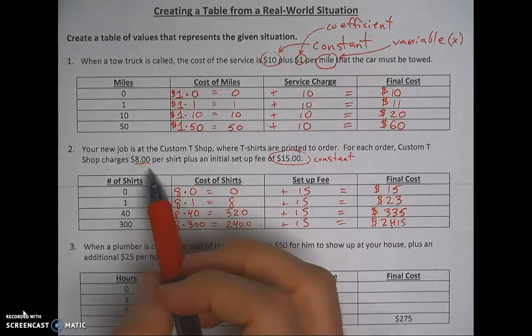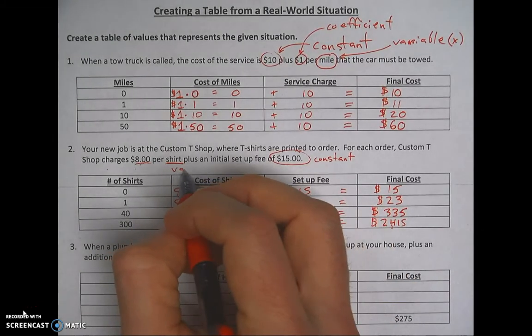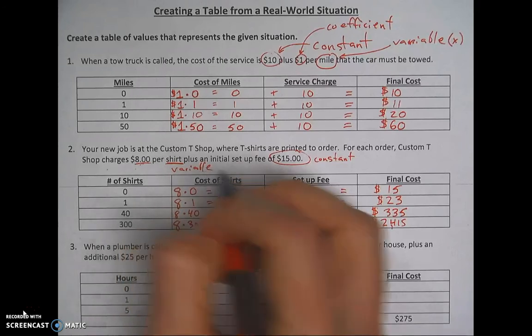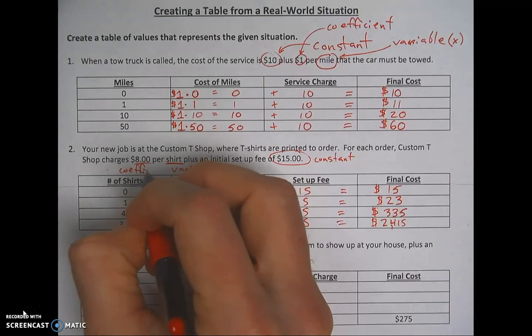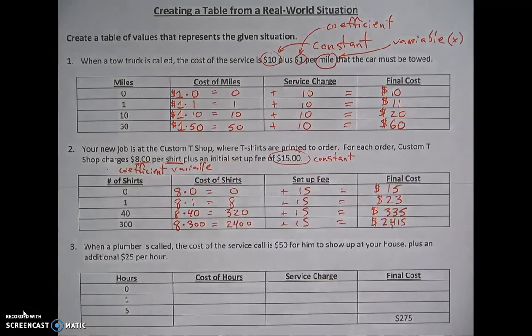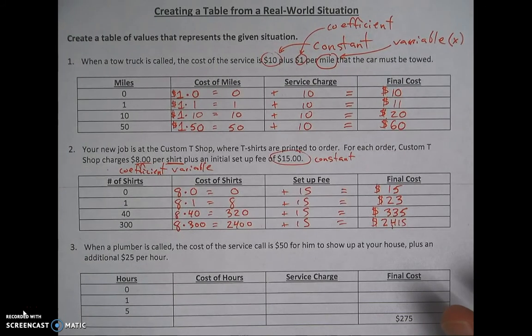So up here, let's label, we got our constant. Okay, the actual shirts is your variable because the actual number of shirts is changing. And the $8, the cost of those shirts, is your coefficient. So we're going to keep labeling those so that when we actually get to the point that we are writing an equation from this situation, that we can kind of piece those together rather easily.